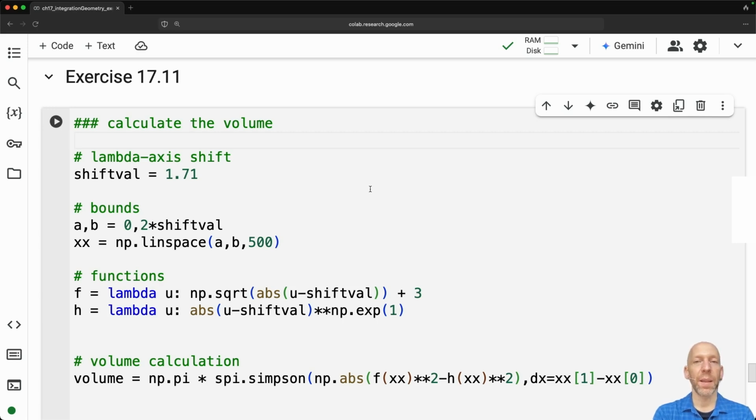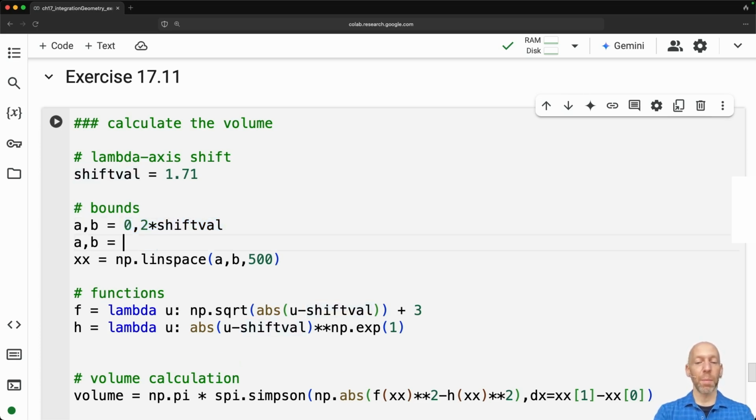Shifting the 2 functions so that their left intersection is at approximately 0 instead of minus 1.71 is fairly straightforward. It involves 2 steps. One is to shift all of the x values, or the lambda values, by that shift value. Here I'm just hard coding it to be 1.71. So we shift everything to the right, positively, by 1.71. You also have to keep in mind that you are now changing the bounds of integration. Previously in exercise 3, the bounds would have been a, b equals minus shift val and plus shift val. But now the new bounds are 0 and 2 times shift val.